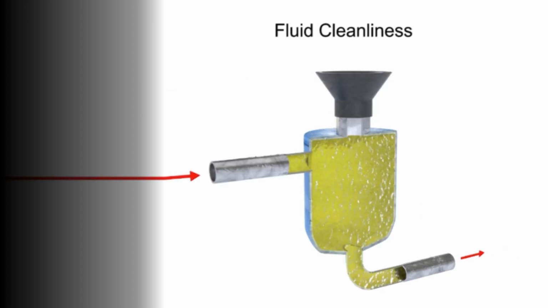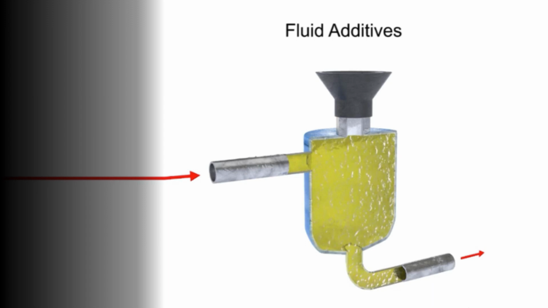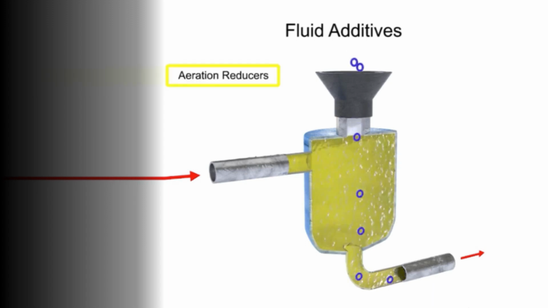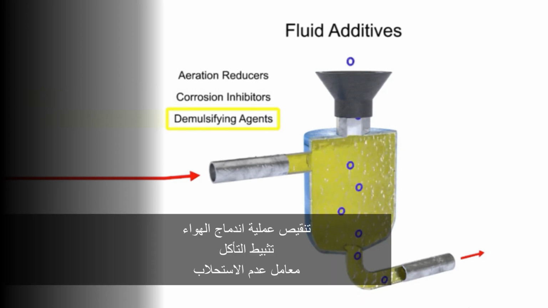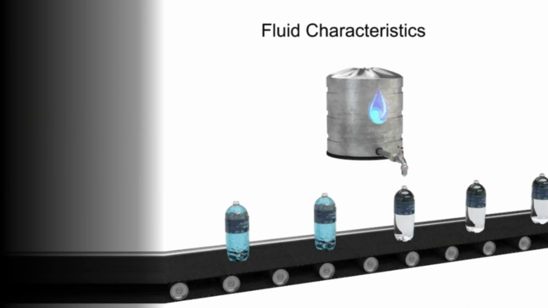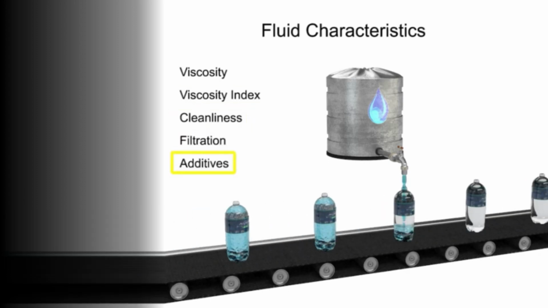Another factor common to hydraulic fluids is the use of additives. Additives can be used to reduce aeration and the production of bubbles as the fluid travels rapidly throughout the system. They can be used to administer corrosion inhibitors within the reservoir, and they can be used as a demulsifying agent, which helps the fluid resist mixing with water. The choice of modern fluids is so wide that when designing a new system, fluid characteristics such as viscosity, viscosity index, cleanliness, filtration, and additives should be considered as early as possible in the design process.